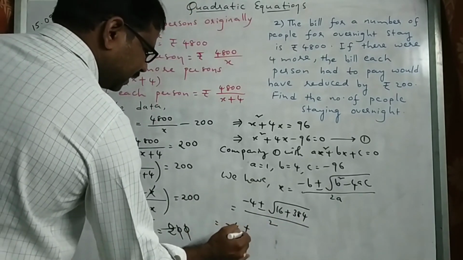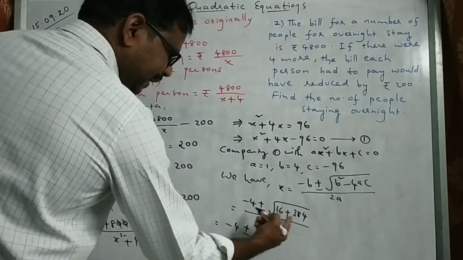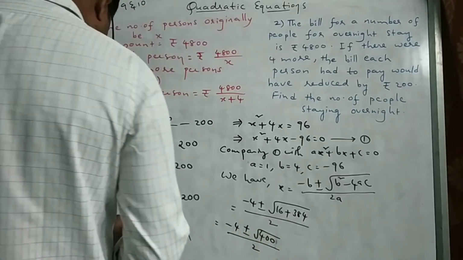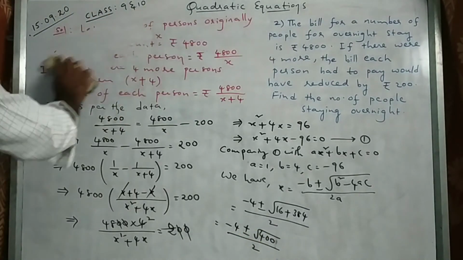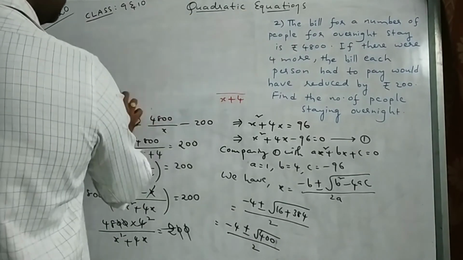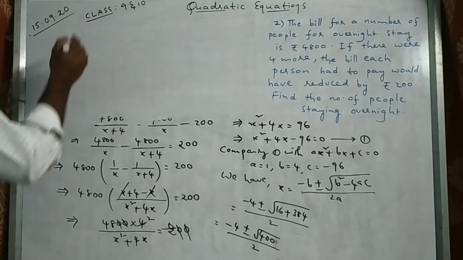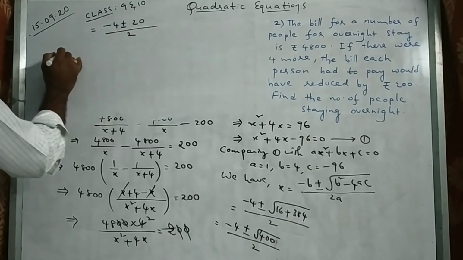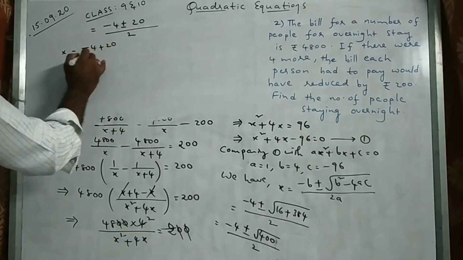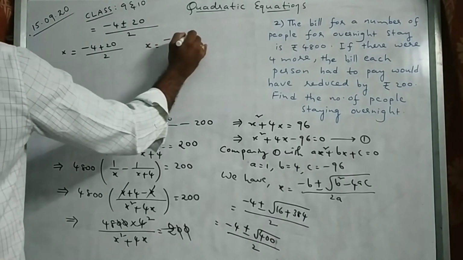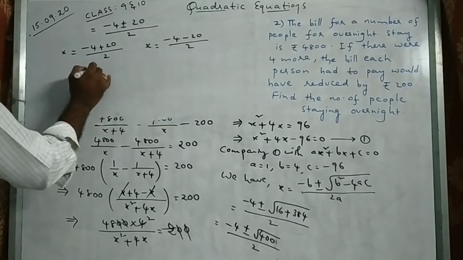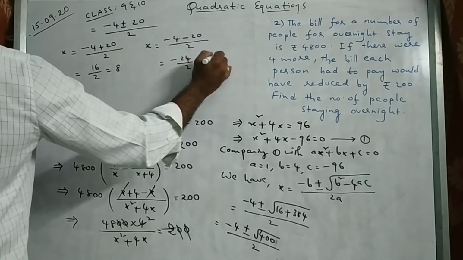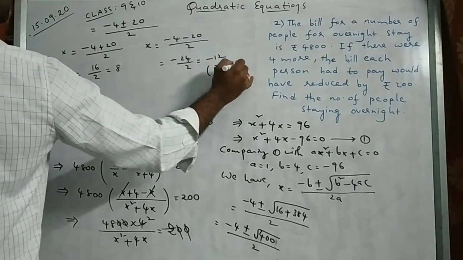So minus 4 plus or minus square root of 16 plus 384, that is 400. So we know very well the square root of 400 is how much? 20. 20 twenties are 400, right? So minus 4 plus or minus 20 upon 2. So x equal to minus 4 plus 20 by 2, or minus 4 minus 20 by 2. So 16 by 2 is 8, and minus 24 by 2 is minus 12. Minus 12 is rejected, negative.